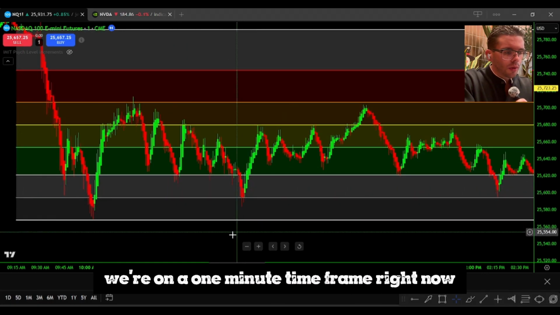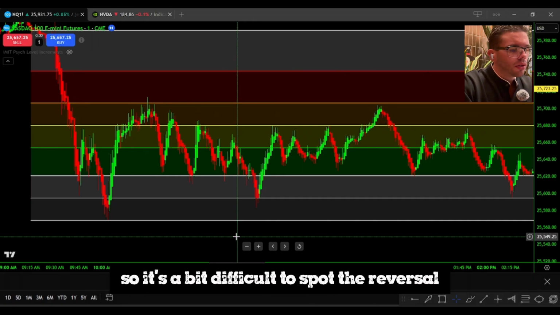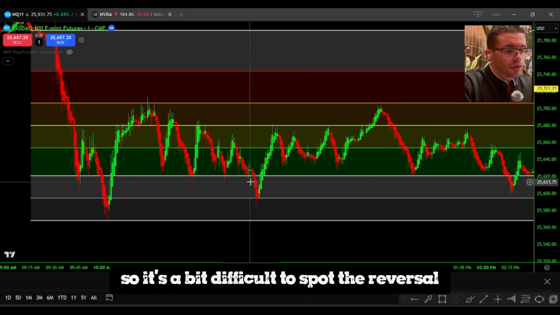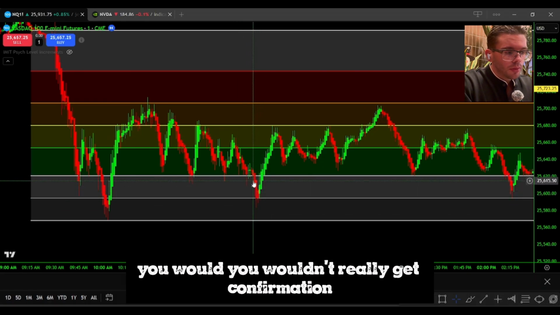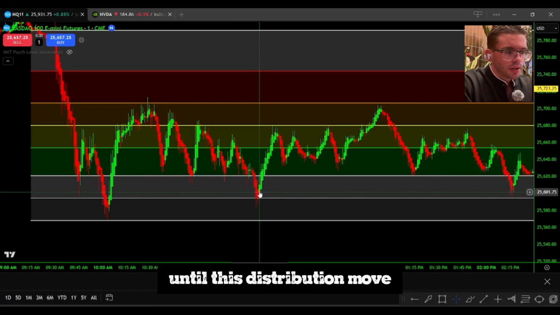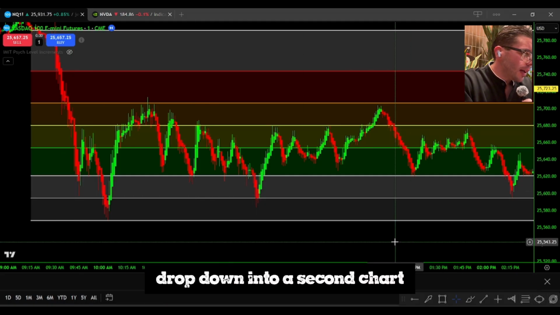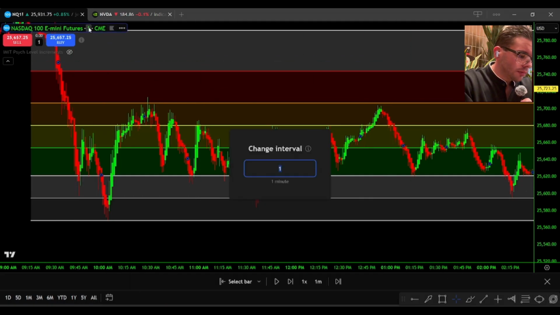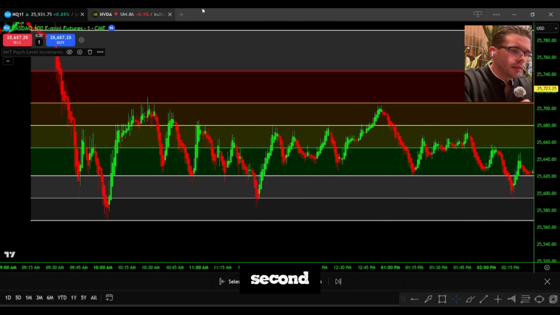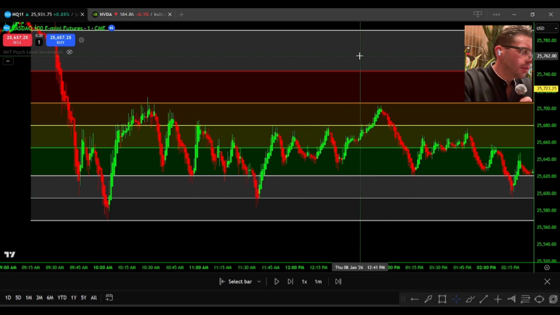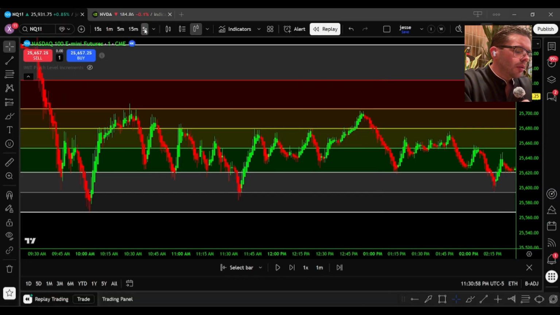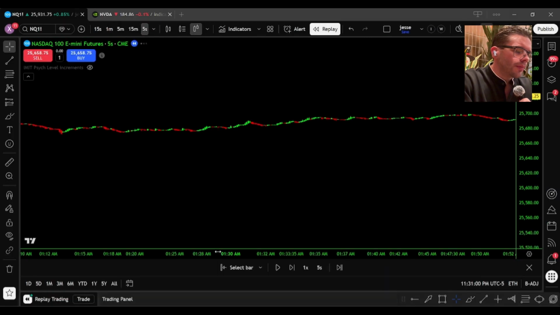Now, as you see, we're on a 1-minute time frame right now, so it's a bit difficult to spot the reversal based off of this picture. You wouldn't really get confirmation until this distributing move right here. So if we were to zoom in on this and drop down into a second chart, I'm gonna look at this on a 5-second chart.